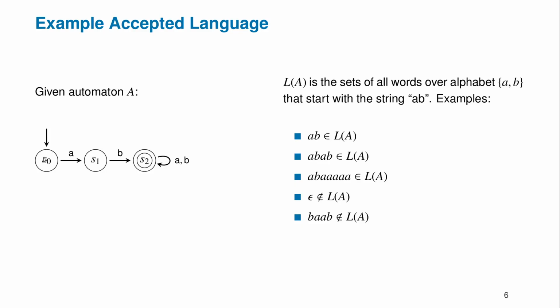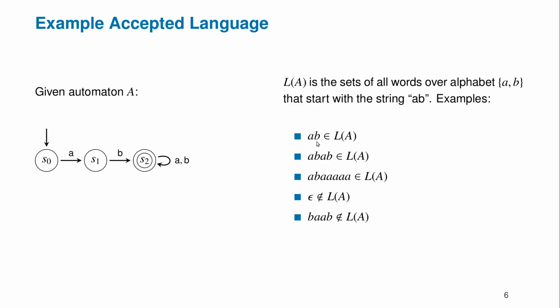We start in state S0, then we read an A and end up in state S1, then next we read a B, then we end up in state S2, which is also a final state, and then we can have an arbitrary sequence of A's and B's, but we still remain in state S2. So what we are describing with this automaton is the set of all words that start with the prefix AB.